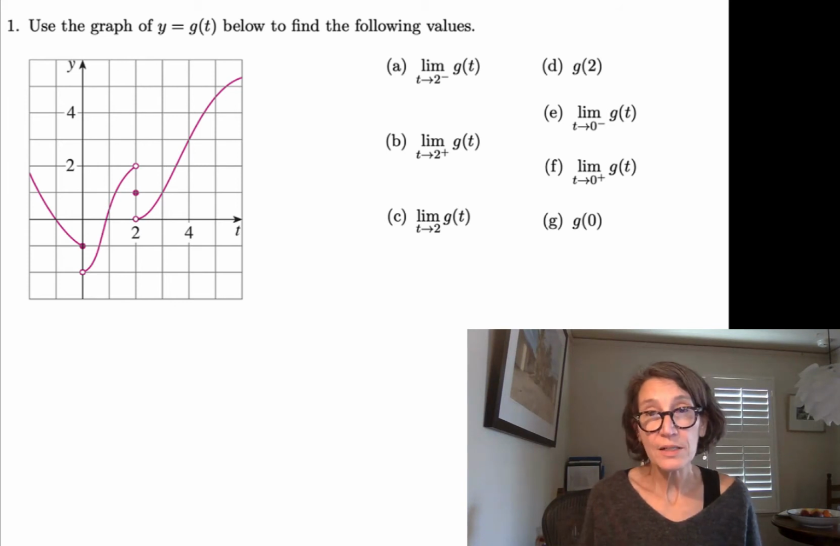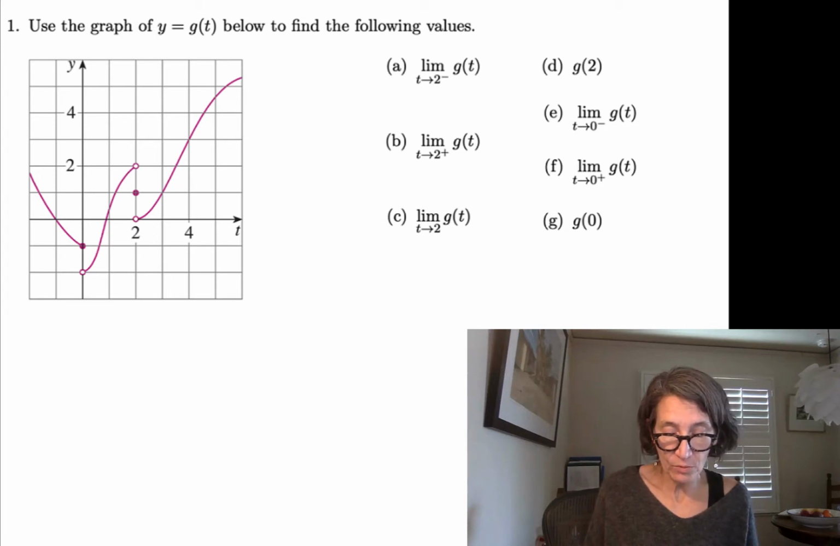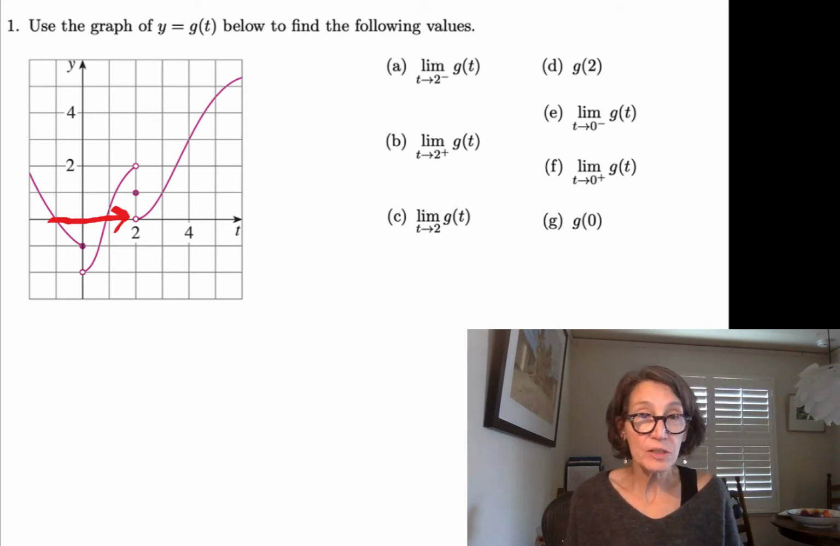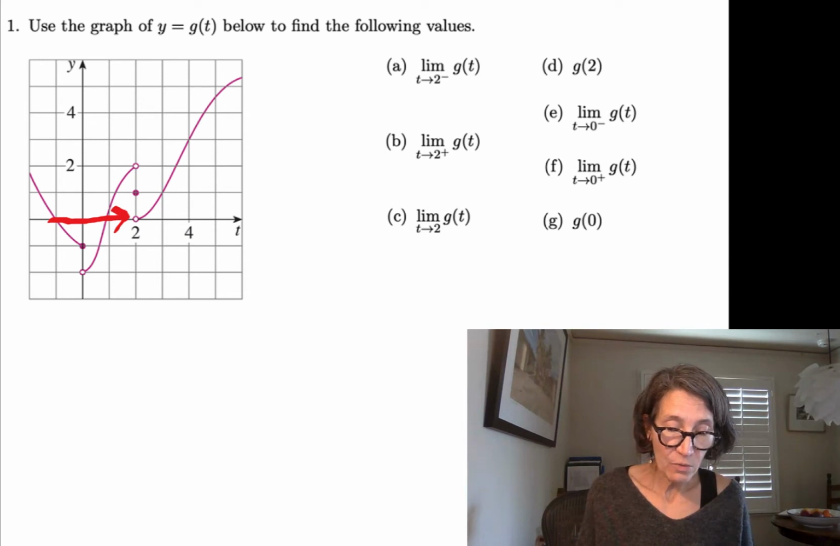So what that means is we want to know what the y values are approaching as the t values get closer and closer to 2, but are all less than 2. So let's look at what the values of t are doing. We're coming toward 2, but from the left. Approaching 2 from the left means all the values are less than 2. And what are the y values approaching when we do that?